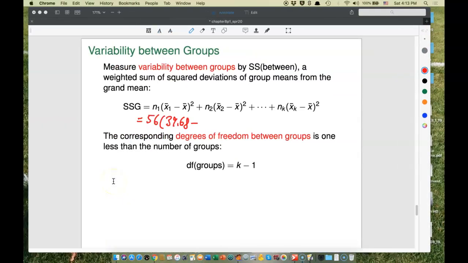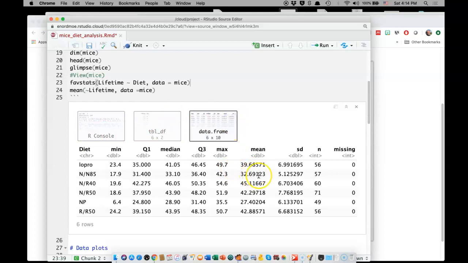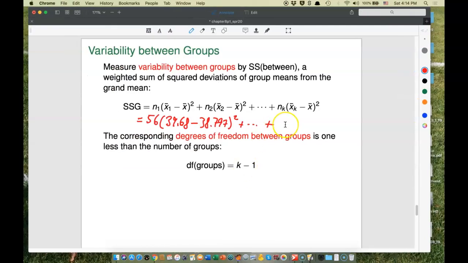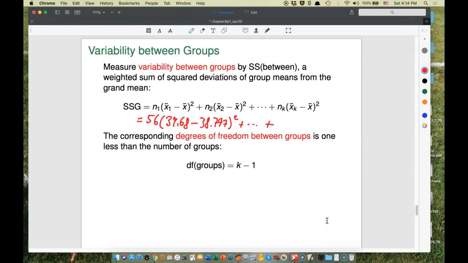So I'll keep the digits here for this first term. 38.797 squared. That's for group 1. Then group 2, we have so on with the sample size, and then the difference between the mean. So let's see, the difference between the mean, 32.69, the group mean, and the overall mean, and then square it, and then we'd add those up. But let me skip to giving you the last term, which was 56 was the weight.